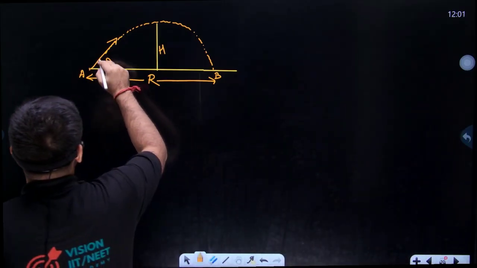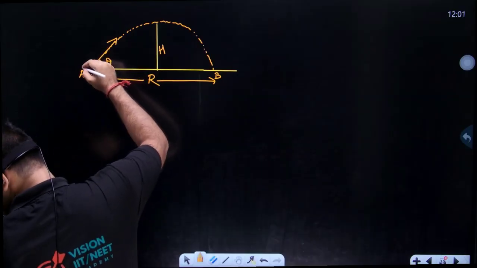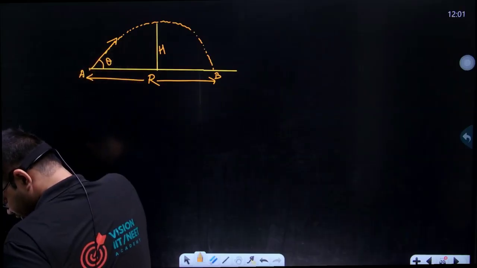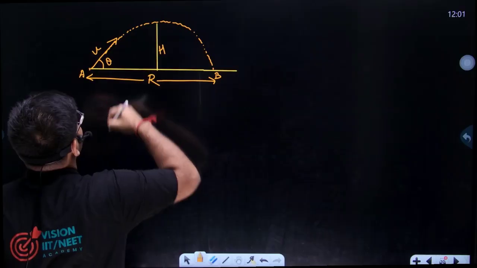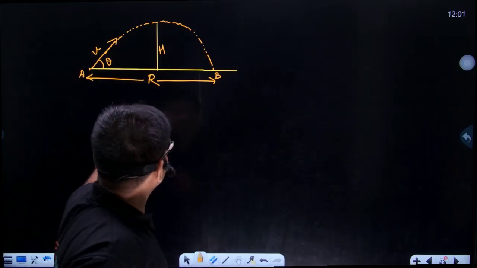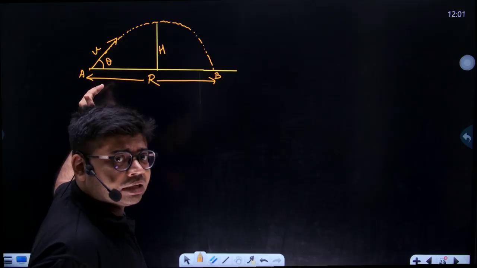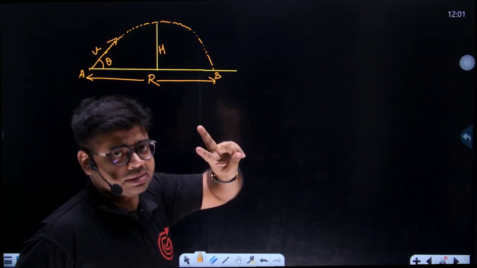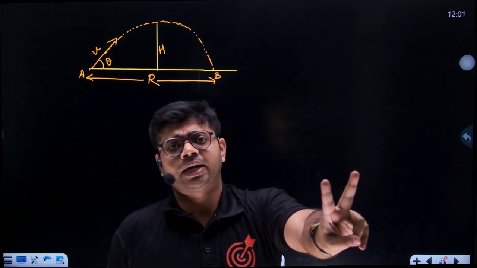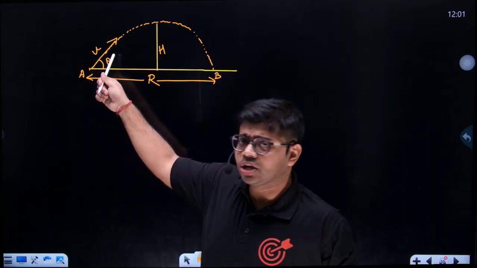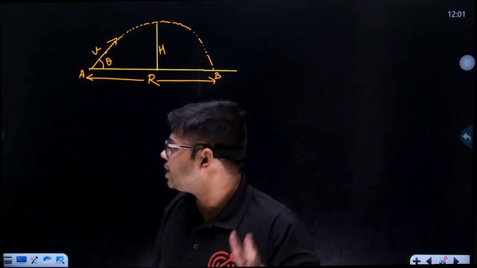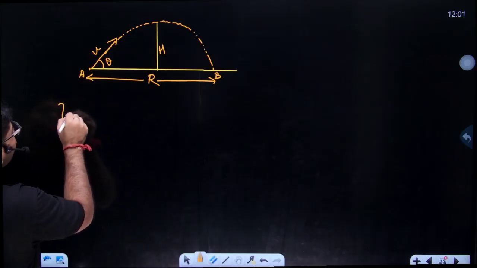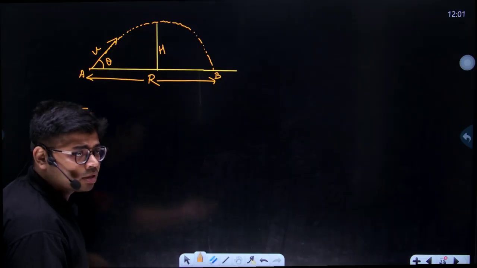If my initial velocity, u, is the initial velocity with which I have thrown the object, okay, I can break this u into two parts. First rule of projectile: you break the initial velocity into two parts. If this is angle theta, you can very easily write that u can be broken down into two parts. What are the two parts?